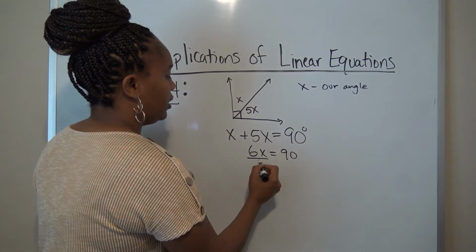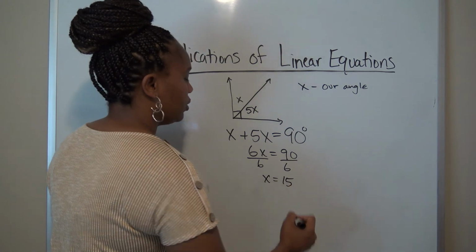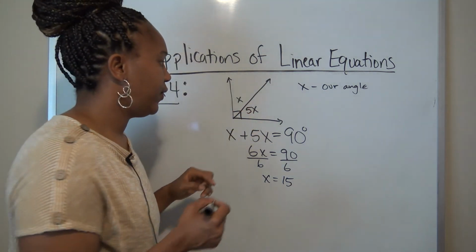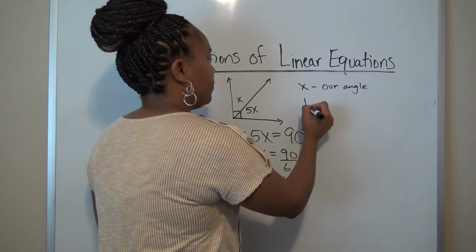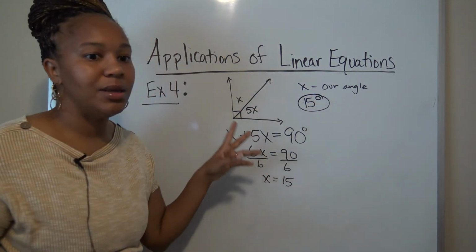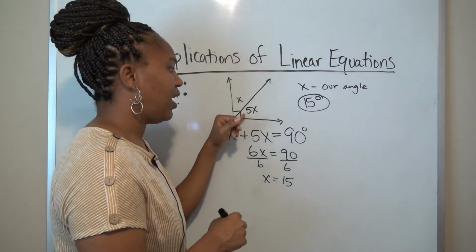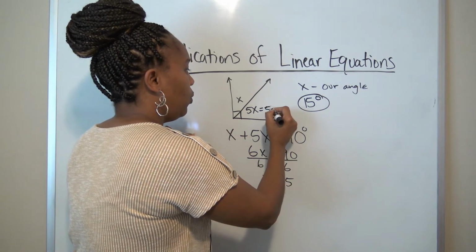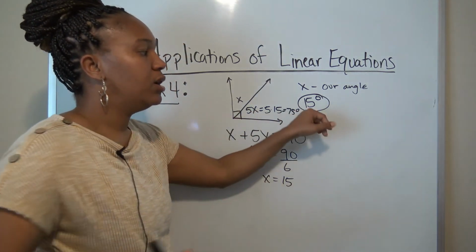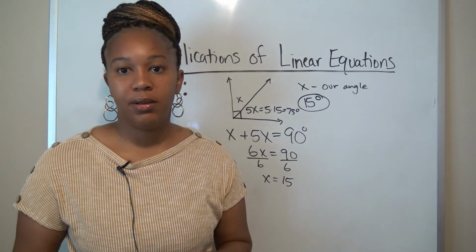And get rid of the 6 by dividing both sides by 6. And you get x is equal to 15. And so that means our angle is 15 degrees. It only asks us for the angle, but sometimes it might ask you for both angles. So if this is 15 degrees, then this is 5 times 15 degrees, which is 75 degrees. In this case, it only asked us for the angle. So it'll be 15 degrees. But if it asks you for its angle and its complement, you will say 15 and 75 degrees.